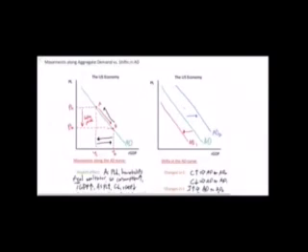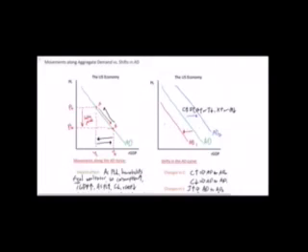So to summarize, we've got the factors that can shift AD out. This could be an increase in consumption, an increase in investment by businesses, an increase in government spending, or a decrease in taxes, and an increase in exports or a decrease in imports.